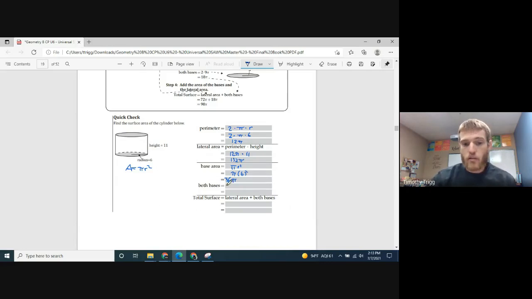For both bases, you simply multiply that by 2, same as what we did before, because there are 2 bases. So 2 times 36 pi is 72 pi. Lastly, to find the total surface area, we add the lateral area plus the base area for both bases. Our lateral area is 132 pi, and we add both the bases, 72 pi. Okay, don't leave off the pi here. So that's 204 pi.